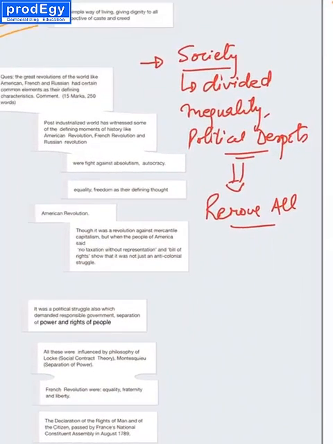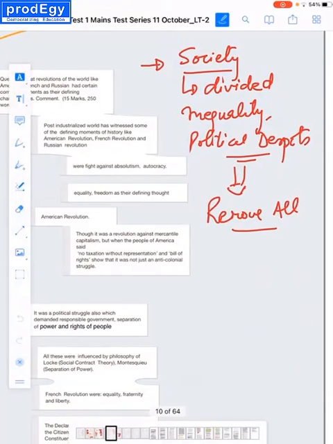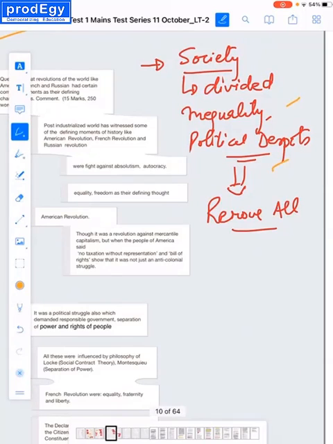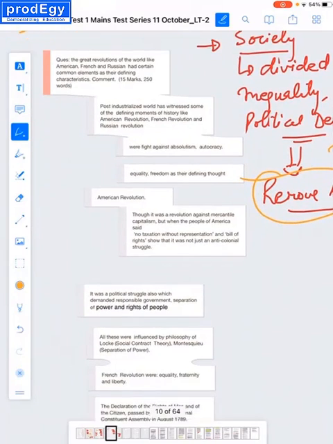Now here I have mentioned all these things: earlier society was divided, inequality was there, political despots ruled the world, and all these revolutions focused on removing these shortcomings of society. Therefore, it was a fight against absolutism, a fight against autocracy, a fight for equality and freedom.